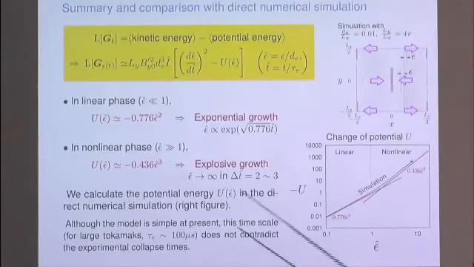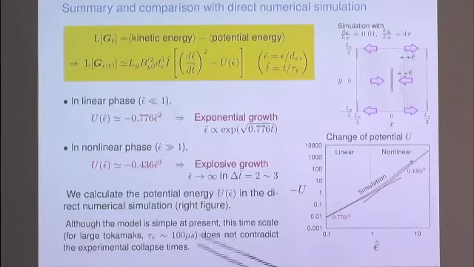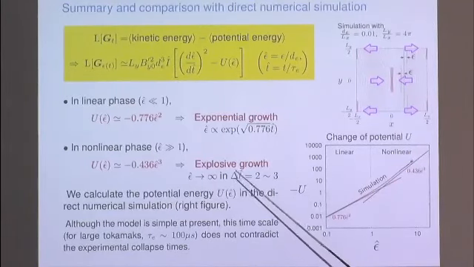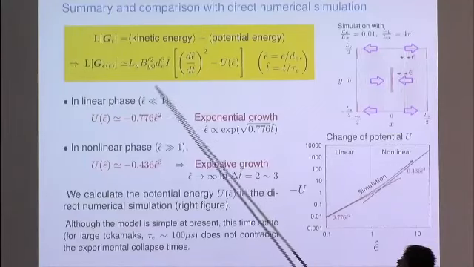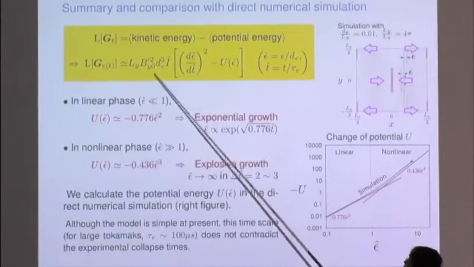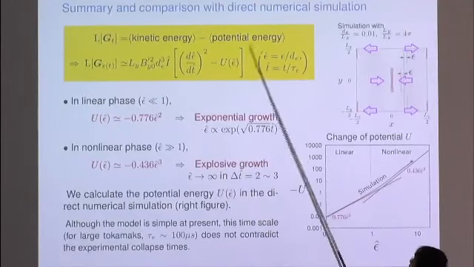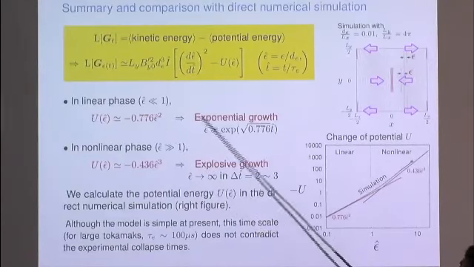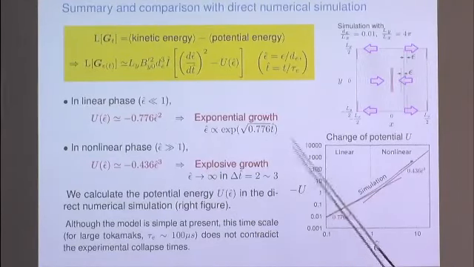So this is the summary of my analysis and its comparison with direct numerical simulation. First, I constructed the Lagrangian for this model, and by directly substituting the displacement map, virtual displacement, I reduced the Lagrangian into this form. So in the linear regime, potential energy decreases in the second order of epsilon, which is nothing but linear exponential growth.